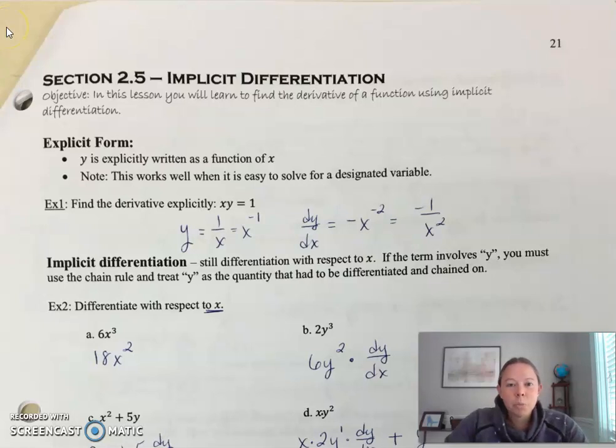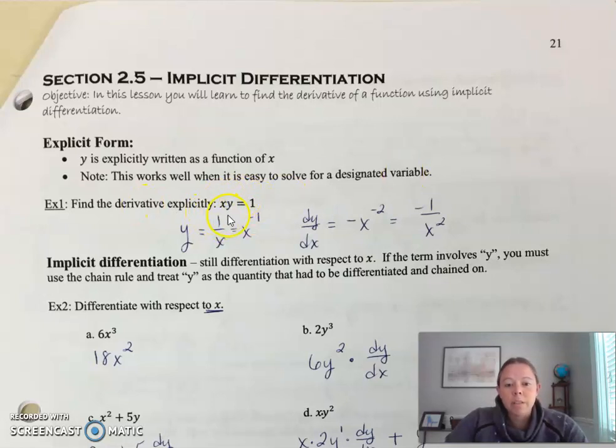Hello, this is section 2.5 for Calc AB, and today we're going to be talking about implicit differentiation. So the big idea is, what do you do when you have to solve the derivative when you cannot get y by itself? That's the big concept. So what we've been doing is called explicit differentiation, when y was already by itself.